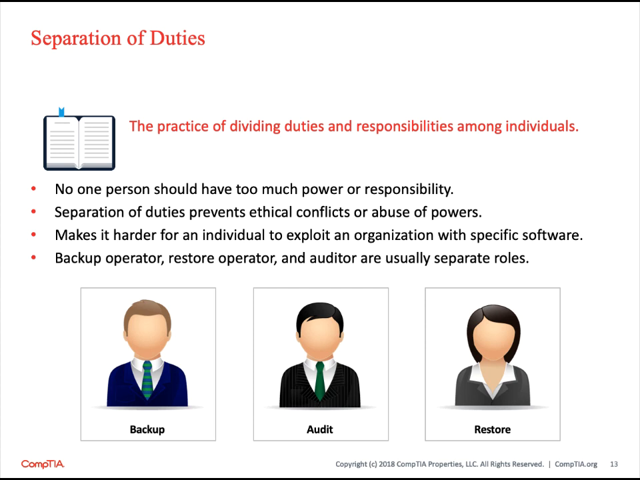Typically we're going to have a different role for each person: one person for backup, one person for audit, one person to restore. And we'll see that as well in a payroll organization, where one person does the payroll, but another person signs the checks. So we are just trying to cut down on potential abuse of powers in this case.